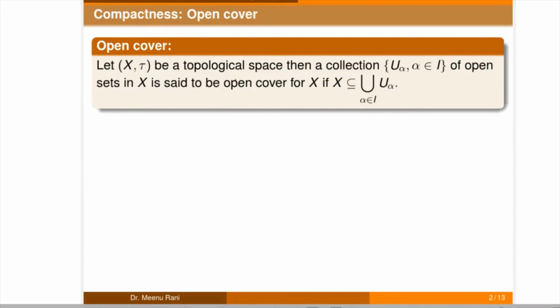Let X be a topological space, then we take a collection of some open sets of X. This collection is an open cover for set X if the union of these open sets covers X, and this union of open sets is also contained in X. So we can say that X is equal to the union of these open sets. Then we can say that this collection is an open cover for the topological space X.